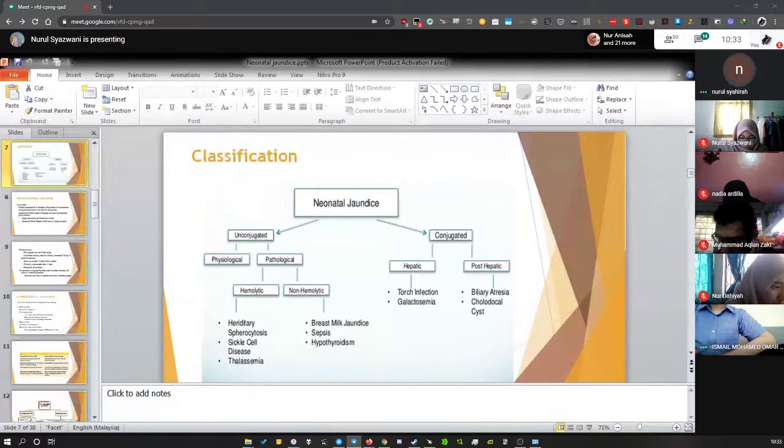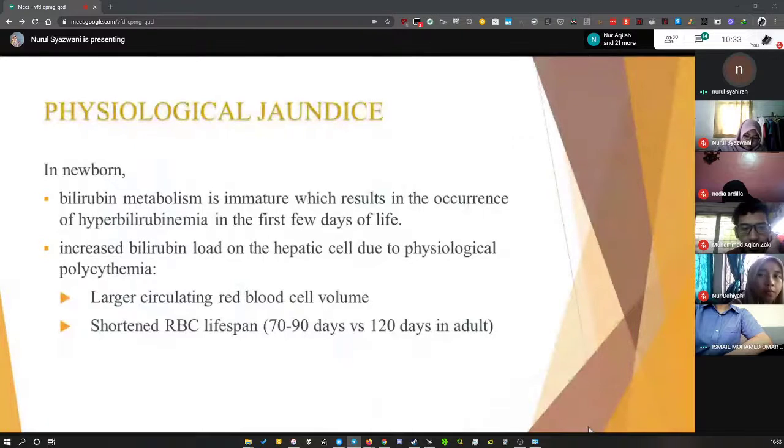Okay, thank you. Okay, so next. For the physiological jaundice in the newborn, it can be caused by immature bilirubin metabolism due to liver immaturity, as well as the increased bilirubin load on the hepatic cell due to physiological polycythemia, with a larger circulating red blood cell volume, as well as shortened red blood cell lifespan, in which the neonate has a 70 to 90 day red blood cell lifespan compared to an adult, which is 120 days.